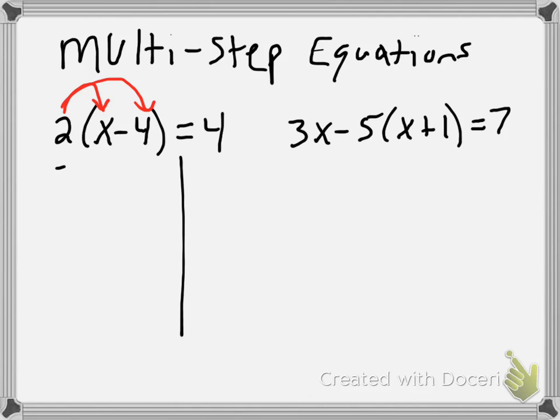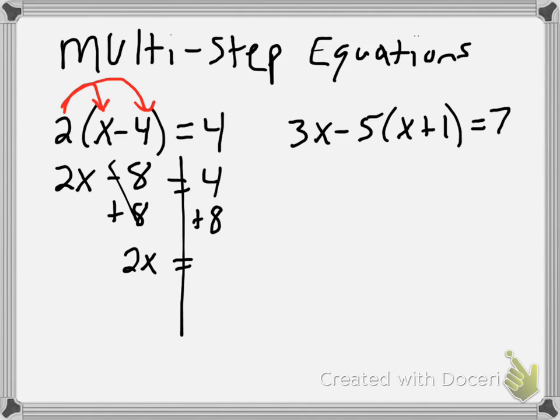So 2 times x gives us 2x, 2 times negative 4 gives us negative 8. All of that's still equal to 4. Now it's just like a regular two-step equation. So I have to get rid of what's added or subtracted first. So I've got to add 8 to both sides. So those would cancel. So I get 2x. 4 plus 8 gives me 12.